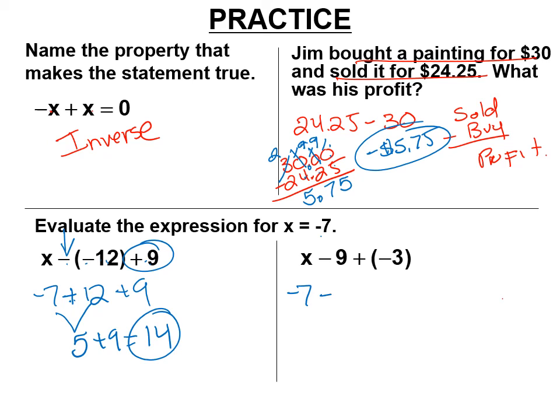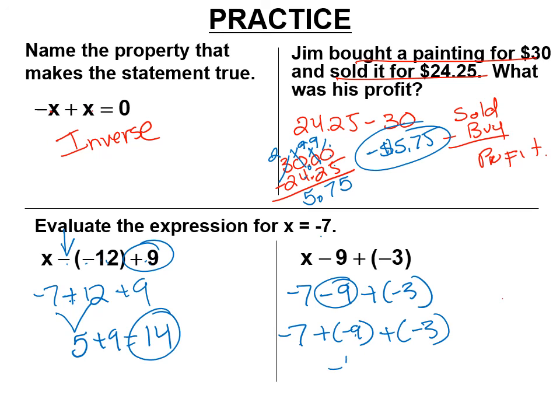So x is -7 still for both of these. First number always stays the same on all the problems. That's subtracting 9, so it becomes adding -9. The last one is just adding already, so leave it. -7 plus -9, -16. -16 plus -3, -19.